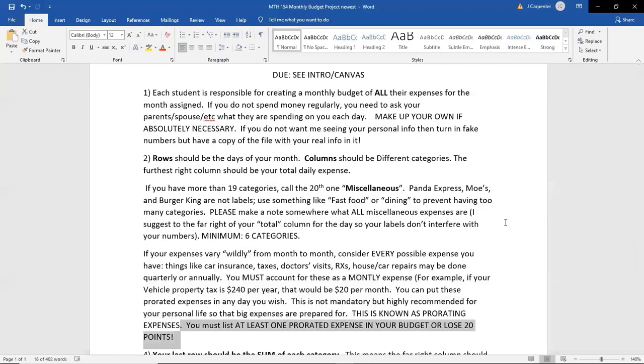Now, once again, if you don't have any of these expenses, if you are living off of someone else and they won't tell you these numbers, they won't tell you how much your rent is, your portion of rent, what it would be if you were paying it, or how much your gas bill is, or your electric bill, or water bill, or trash bill, or anything like that, just make it up. I don't care.